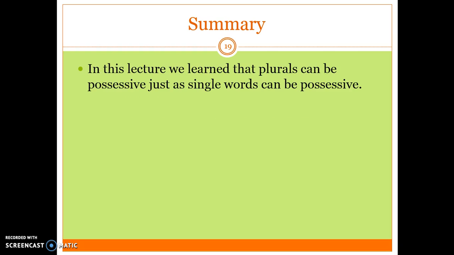In this lecture, we learned that plurals can be possessive just as single words can be possessive. So a single possessive is this example here. The girl's apostrophe S doll was pretty. Even though girls sounds like it's more than one, it's not. It is possessive of who owns the doll, the girl's doll.